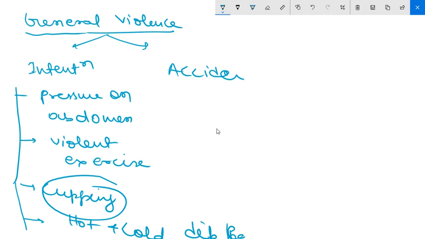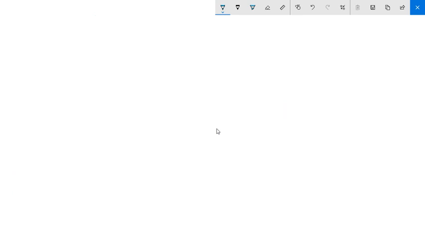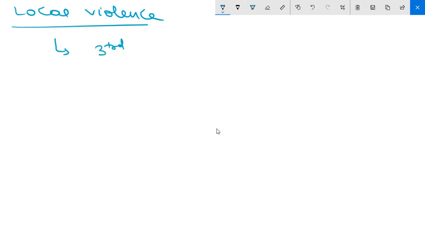Now moving to the accidental. So a general checkup in advanced pregnancy can produce abortion, but if the fetus is healthy, then abortion will not occur in accidental. Okay. Now coming to the last group, that is local violence. Okay, this is the last group, that is the local violence. So it is usually employed in the third or fourth month, okay, when other methods have failed.